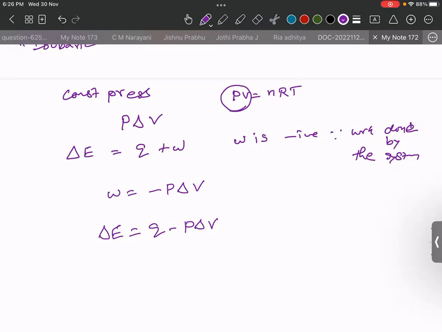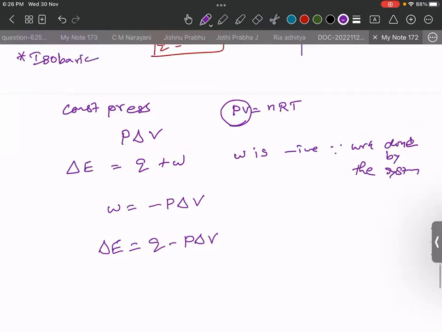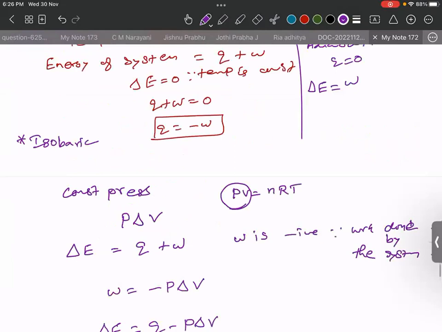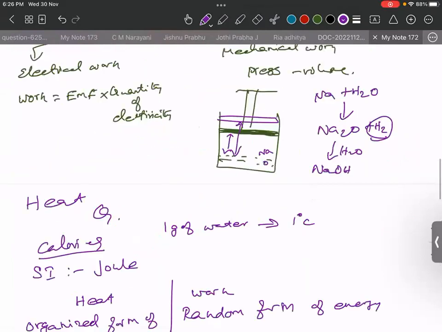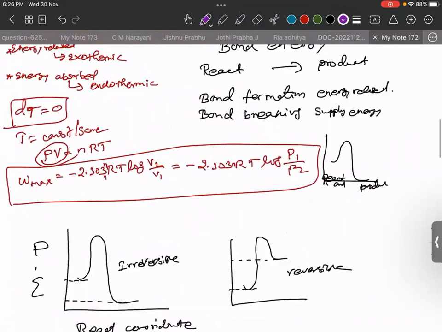Then we have to calculate the first equation. W maximum is equal to minus 2.303 nRT log V2 by V1, or P1 by P2. Suppose if you are getting a minus value, then you have to say work done by the system. If it is a positive value, you have to say work done on the system. Okay, that we have to calculate.